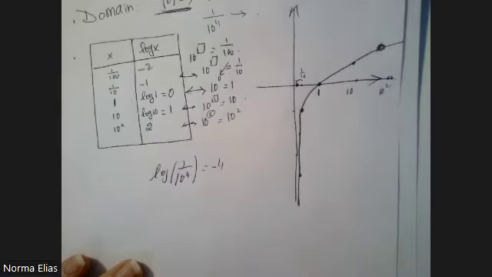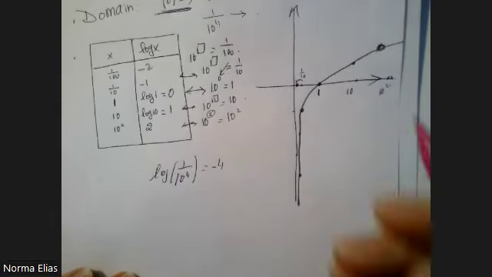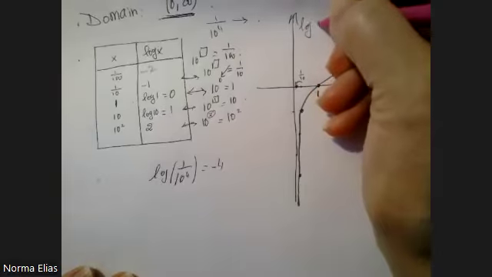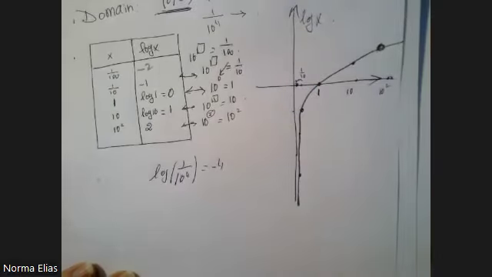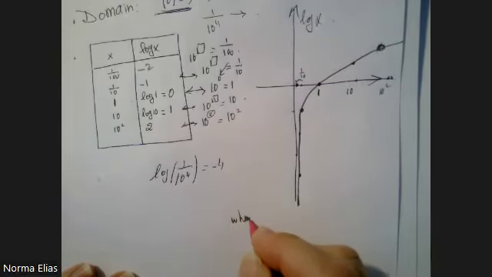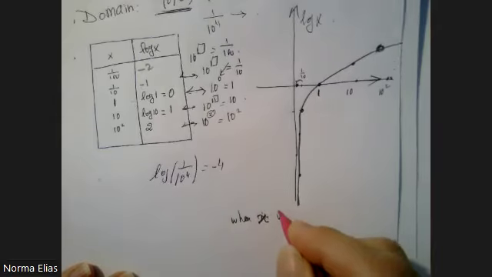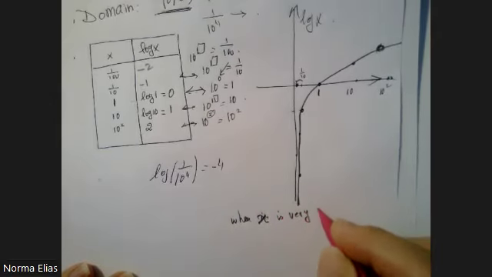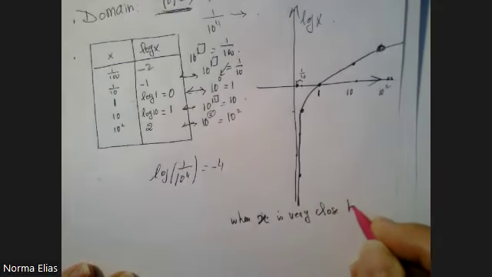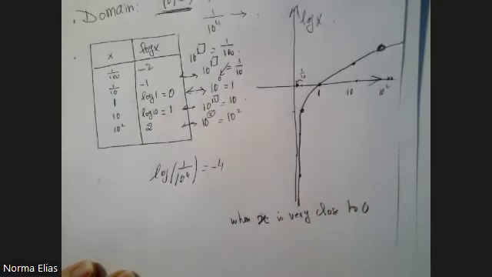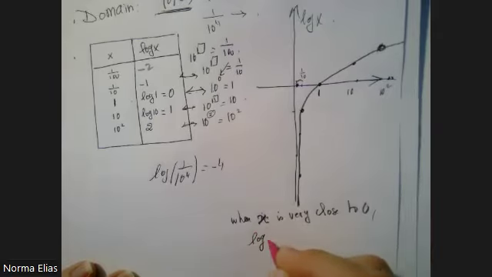So in words, how is the behavior of the graph of the log? First, domain: x cannot be 0. Now, when the input, or when x is very close to 0, in my head now, I'm thinking 1 over 100, 1 over 1,000, 1 over 10,000. When x is very close to 0, what is the log doing?